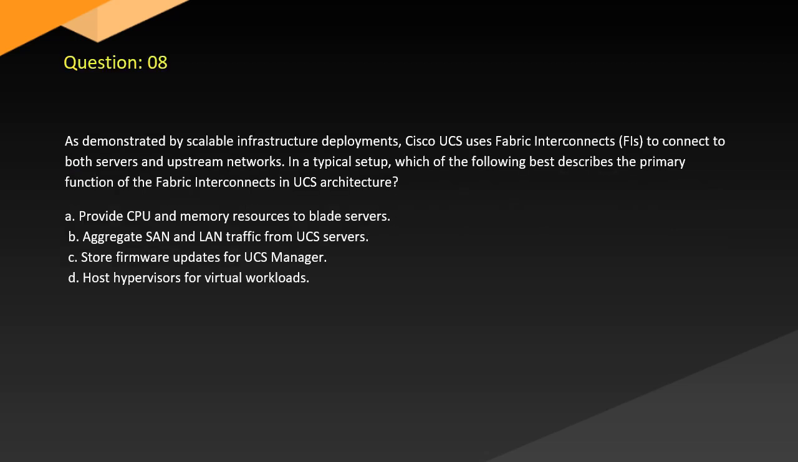Question 8. As demonstrated by scalable infrastructure deployments, Cisco UCS uses Fabric Interconnects, FIs, to connect to both servers and upstream networks. In a typical setup, which of the following best describes the primary function of the Fabric Interconnects in UCS architecture? A. Provide CPU and memory resources to blade servers. B. Aggregate SAN and LAN traffic from UCS servers. C. Store firmware updates for UCS Manager. D. Host hypervisors for virtual workloads.